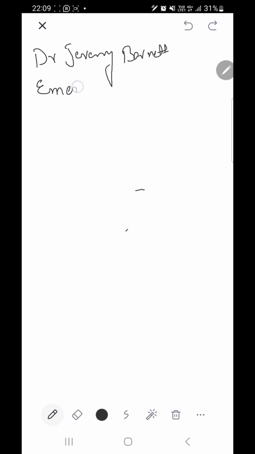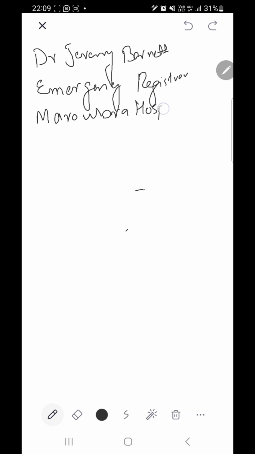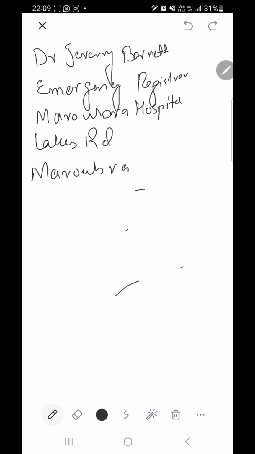Then we can write down the designation. Then we have the address, Lakes Road. In this format, we can write down the address, right? On the top left corner, there is no comma over here.